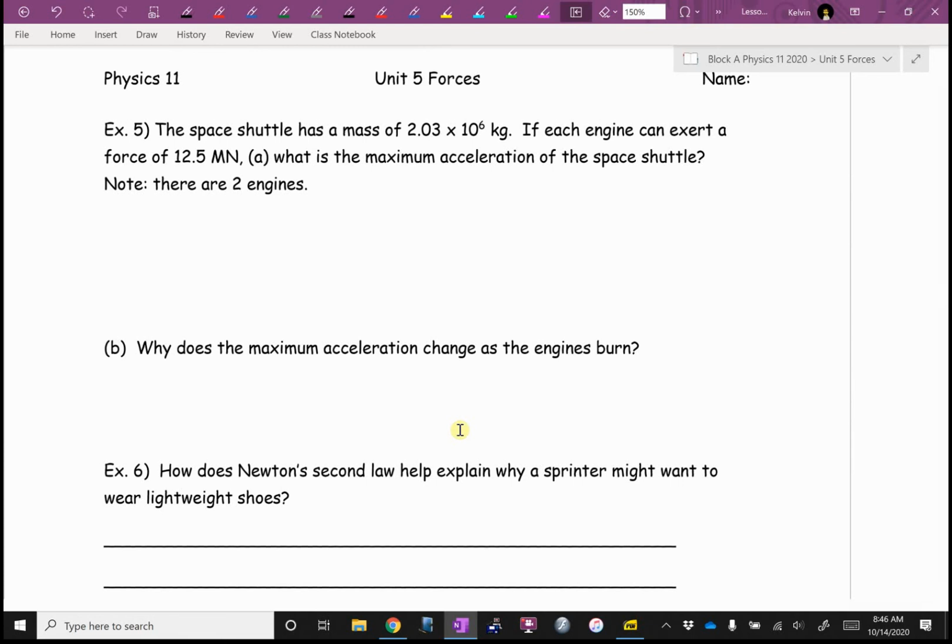The space shuttle has a mass of 2.03 times 10 to the 6 kilograms. It does, or it did when it operated. Any of you seen the space shuttle live, by the way? California Science World has one of the old ones, I think the Enterprise, so I got to see it live. It's pretty cool. If each engine can exert a force of 12.5, what's a capital M in front of a letter mean? Meganewtons? Okay. What's the maximum acceleration of the space shuttle? No, there are 2 engines.